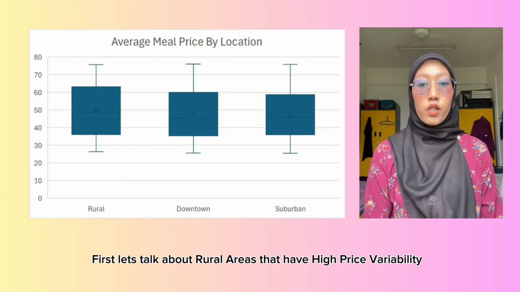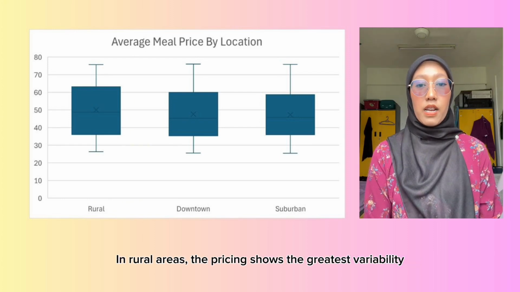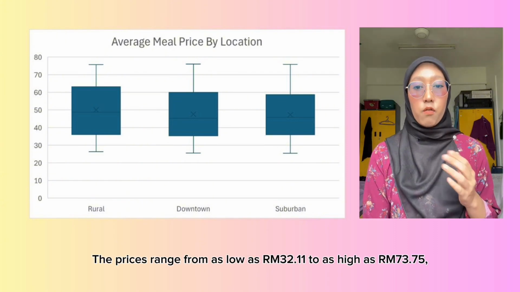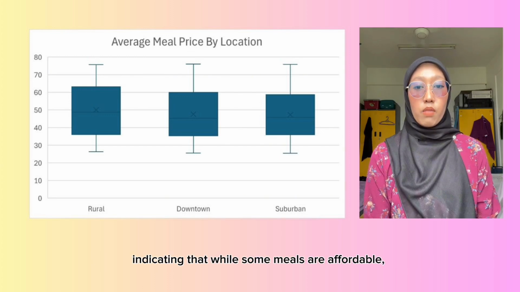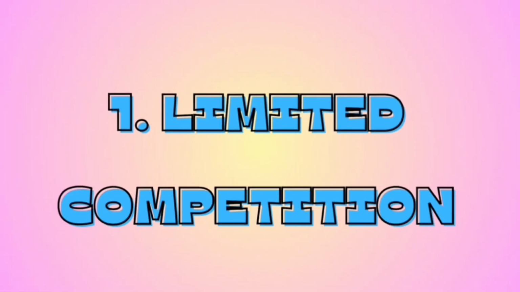First, let's talk about rural areas that have high price variability. In rural areas, the pricing shows the greatest variability among the three location types. The price ranges from as low as 32.11 to as high as 73.75, indicating that while some meals are affordable, others are priced at a premium. This could be attributed to factors such as, first, limited competition.